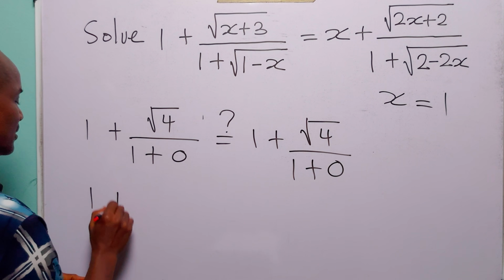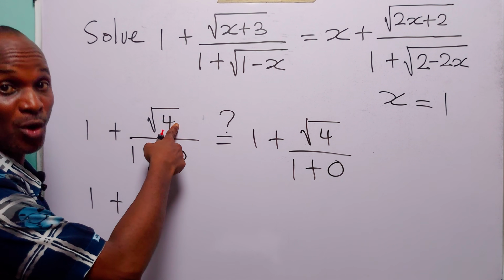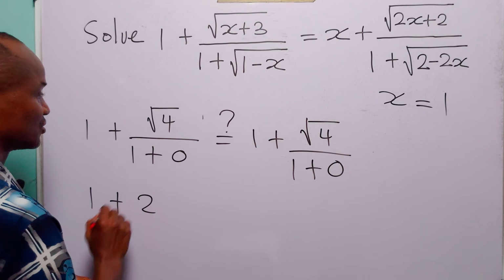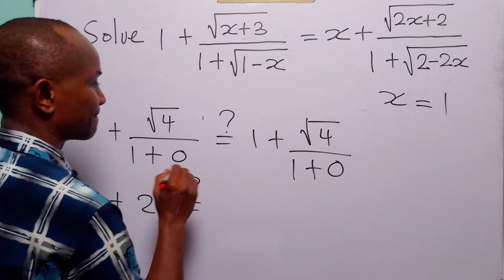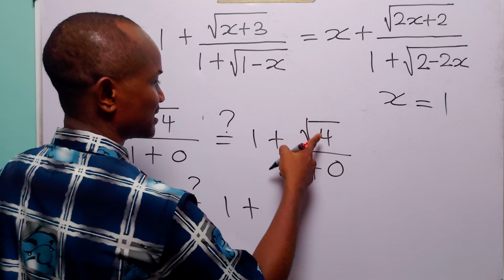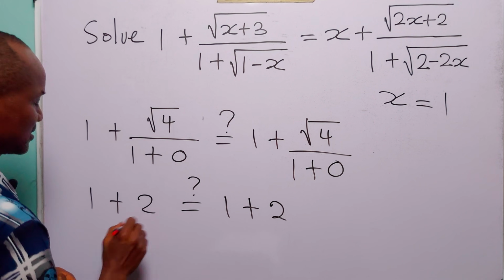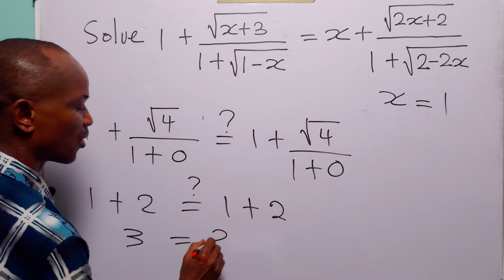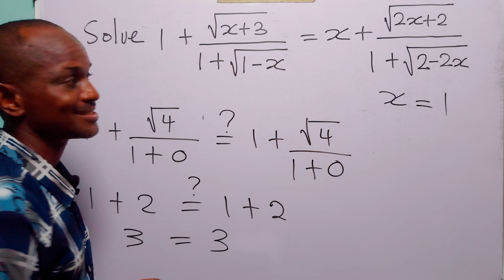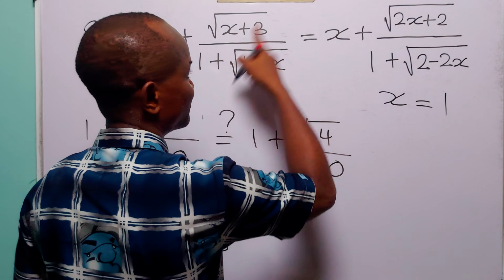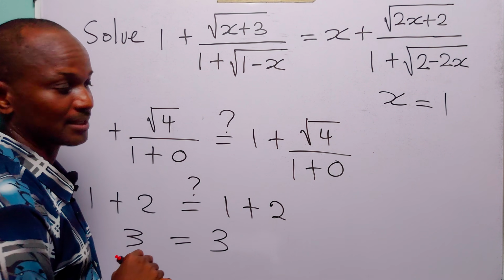Here we have 1 plus, the square root of 4 is 2 divided by 1, 2. And of course, 3 is equal to 3. So when x is equal to 1, the left hand side is equal to the right hand side.